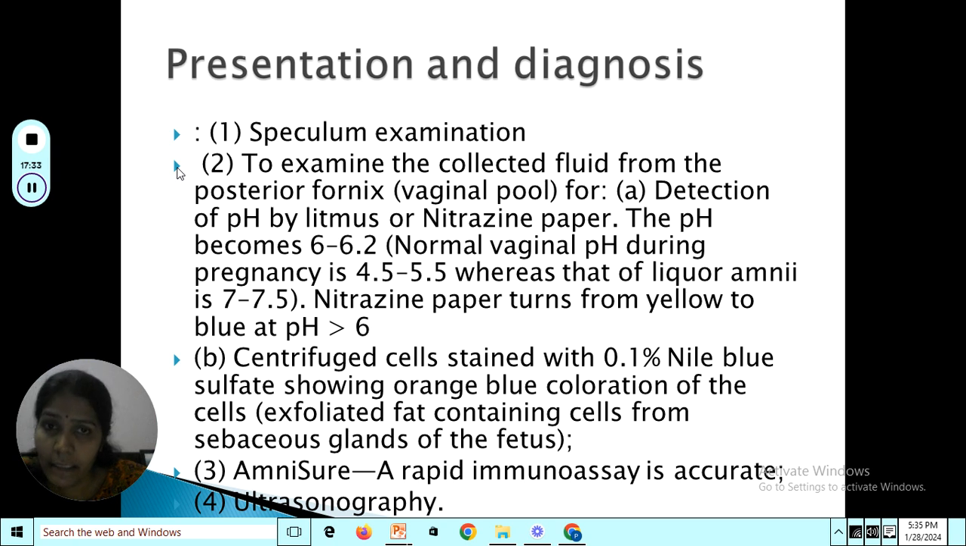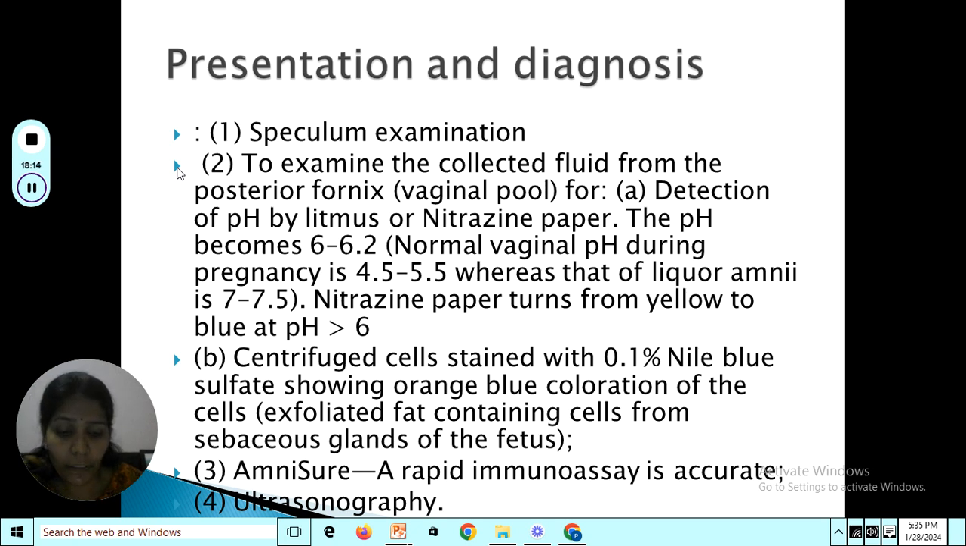In ultrasonography we can see the liquor pockets. We can see the single deep pocket depth, what is the measurement, or the total AFI. If it is less, or if the single deep pocket is also less, we can assure that there is a continuous leak of fluid and there is a premature rupture of membranes. So to consolidate, we have the vaginal pool, the nitrazine paper test, the centrifuge cells test where there is an orange-blue discoloration of the cells, Amnisure, and ultrasonography. But the first thing is a clinical examination, that is a speculum examination.